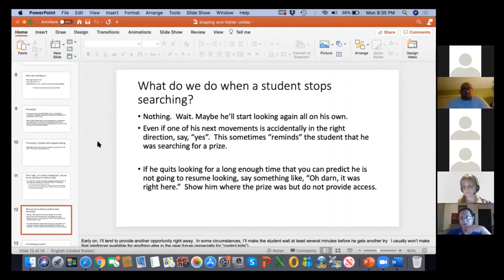Maybe one of his next movements is just by coincidence turning the right way. And if it hasn't been a really long time, then I will say yes after they've turned the right way. Loosely speaking, this reminds the student he was searching for a prize. They may be back in the game. Oh, I got a yes again. That's a conditioned reinforcer for turning somewhere. That's right, I was looking for that iPad.